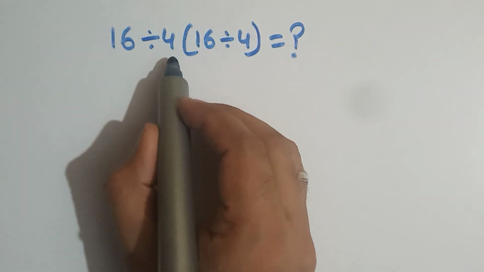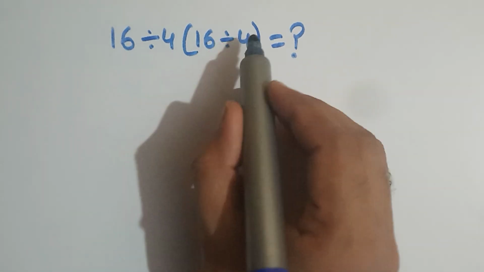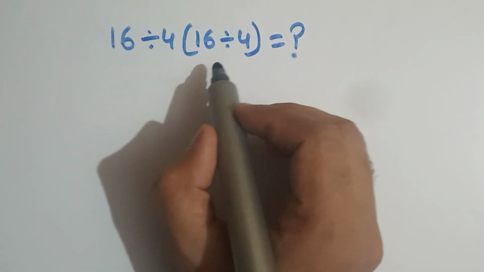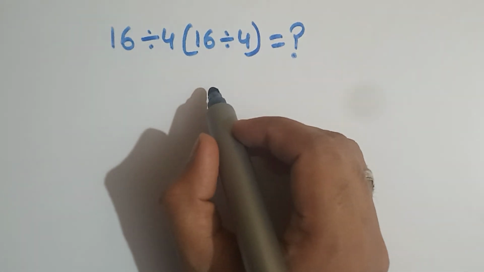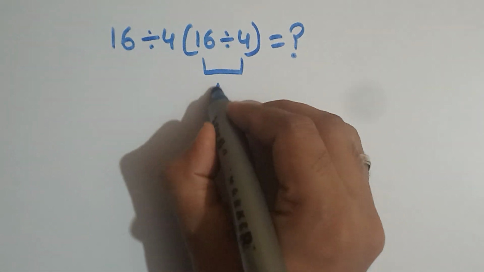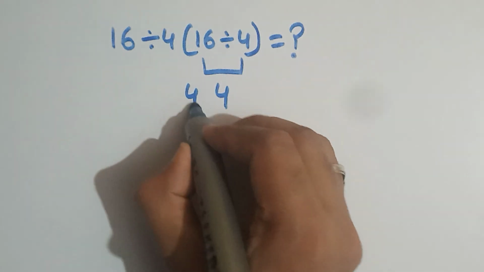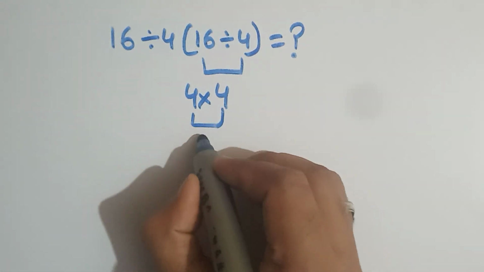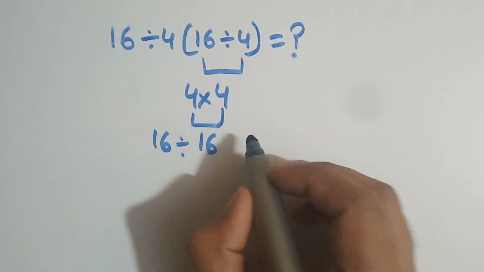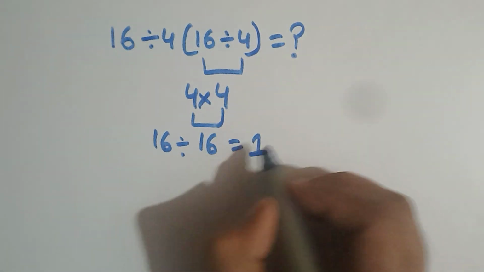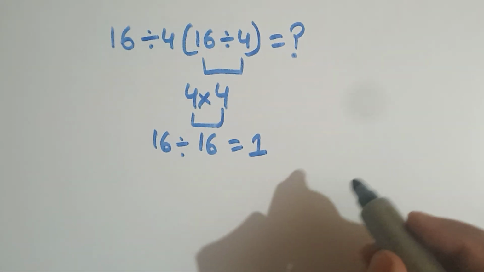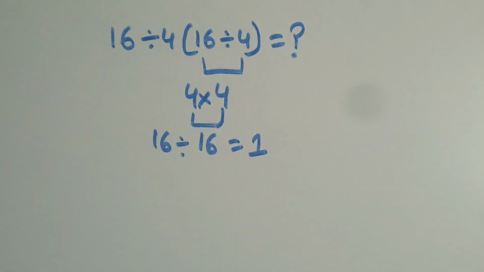16 divided by 4 times 16 divided by 4 is equal to what? Many students, while calculating this problem, simply calculate like this: 16 divided by 4 means 4, and 4 times 4 means 16, and 16 divided by 16 means 1. So many students calculate in this way and find their answer, 1, which is correct according to them.